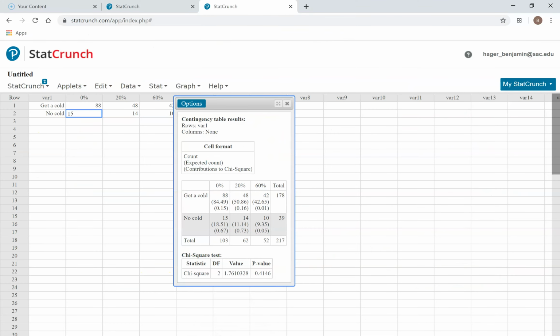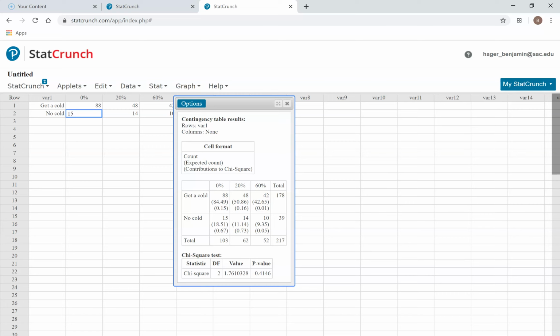No cold 20%, it's 11.14. Okay, so again, I just rounded it. And 0.73 would be its contribution to chi-squared. The reason it's nice to look at the contribution is if you notice that there is an association, like there is some link, you can then pinpoint a little more which one made the biggest impact on that chi-squared test statistic. So in other words, which one pushed it further to the right.